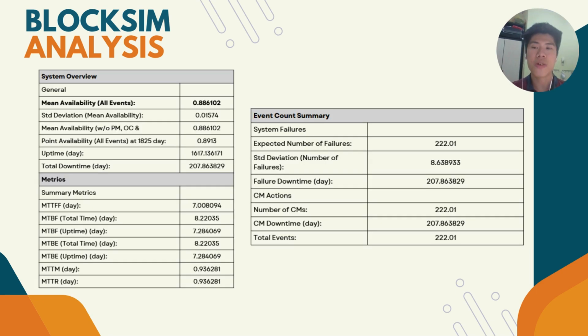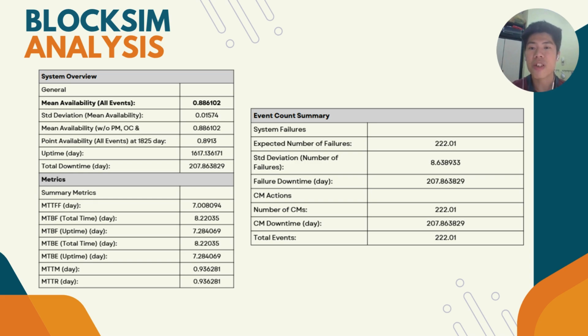The result shows an average availability of the natural gas plant at 88.61%. Across a period of 5 years, the natural gas plant recorded an overall uptime of around 1,617 days and an overall downtime of around 208 days.